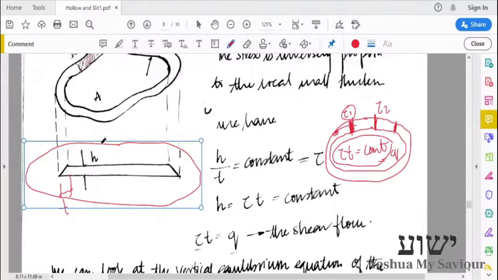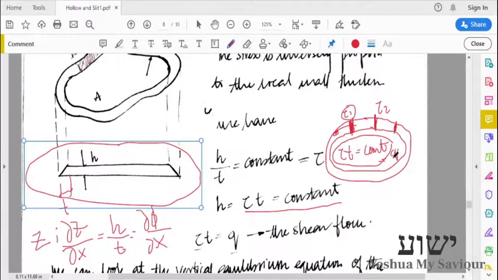In the earlier cases, in the Prandtl membrane analogy, we have taken z as the height of the blown up membrane. And the slope is given by dou z by dou x or dou y. So here, dou z by dou x is given by h by t, and by the Prandtl membrane analogy, this is equal to dou phi by dou y, which is equal to the stress. So h by t is equal to tau, which is a constant, as I mentioned just a couple of minutes before. You can see that tau t is also called the shear flow. So the height of the membrane is analogous to the shear flow. We can interchange them, and we'll be interchanging them quite often.